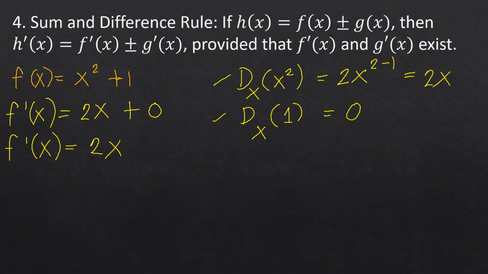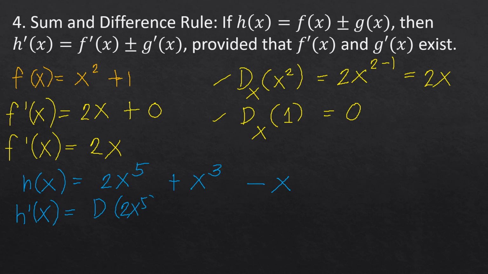So another example, if you have h of x is equal to 2x raised to 5 plus x raised to 3 minus x. So ang gagawin mo dito to get h prime of x, get the derivative of 2x raised to 5 with respect to x. You can also get the derivative of x cubed with respect to x minus the derivative of x with respect to x.